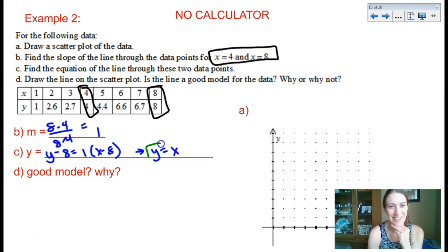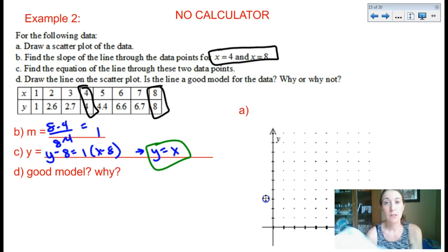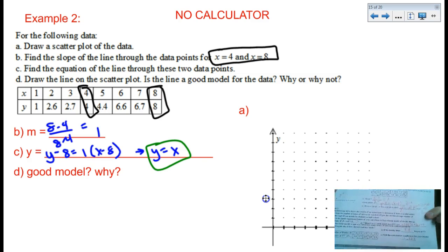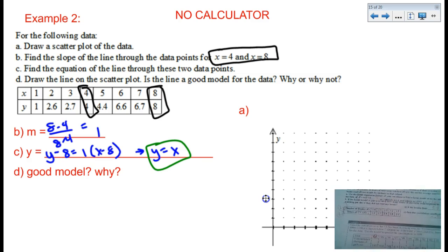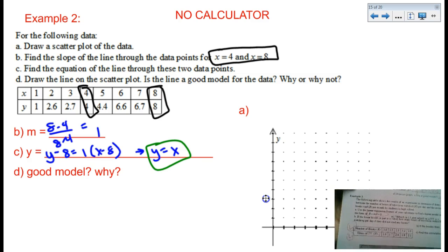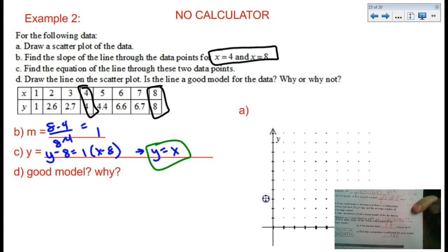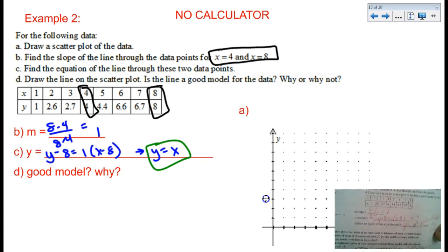There's my equation. And then pretend I plotted all those points. You better plot them. And then I'm going to graph the line y equals x through there. And then I want to know if it's a good model. And I don't know if you can see that. Totally did it. No. Eh. I don't know. Trust me, it's there somewhere.